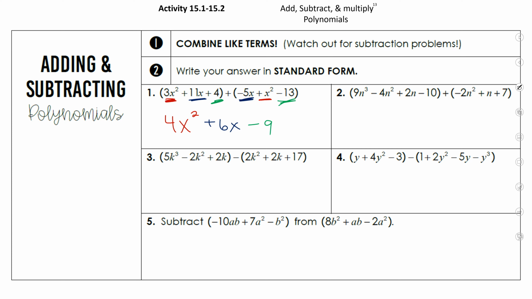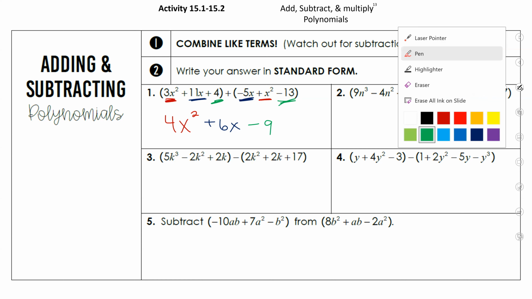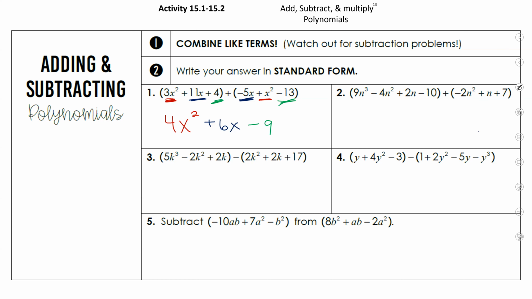Now let's do one of these subtraction problems. I'll do number 4. That looks the most difficult. It's also out of order, so we're going to have to put this one in standard form. Okay, so I'm just going to go ahead and distribute this negative sign first, just to get it out of the way. I'll bring down this first one, y plus 4y squared minus 3.